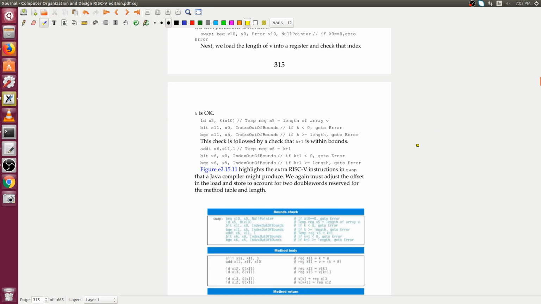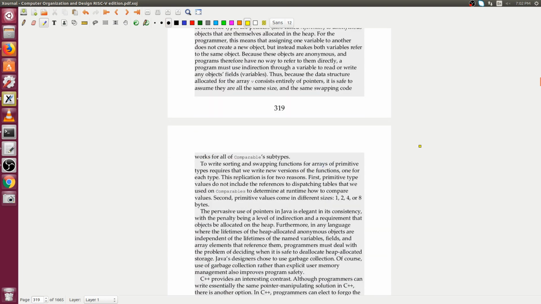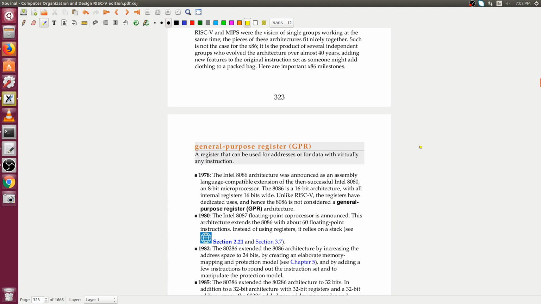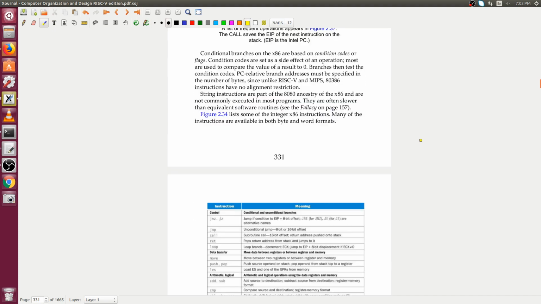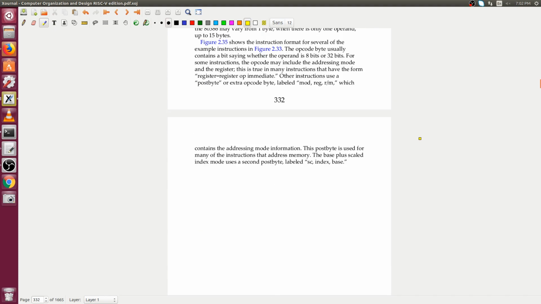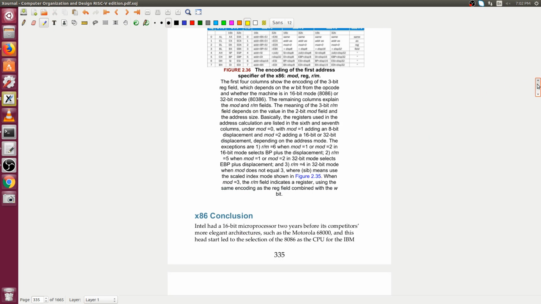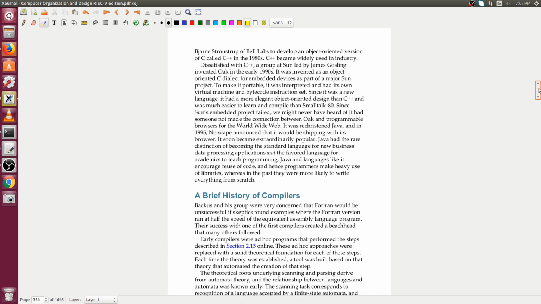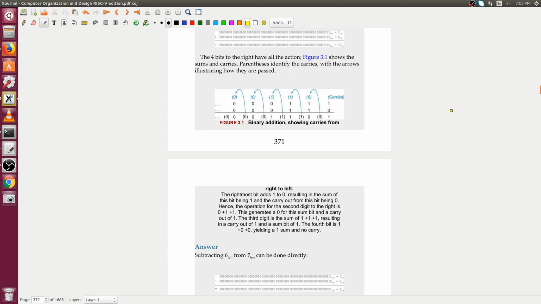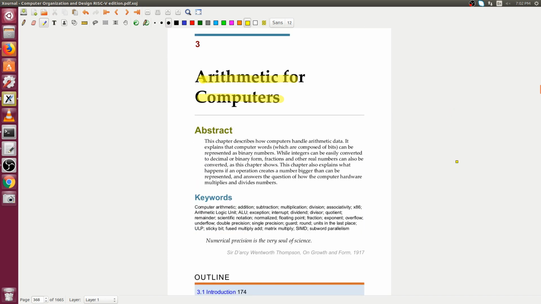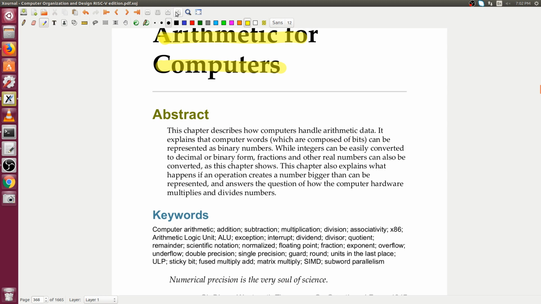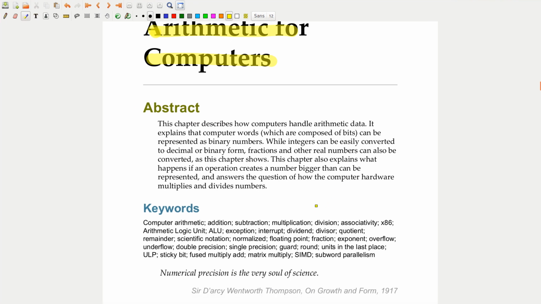We talked about the instruction set last time, but today is a focus on computer arithmetic. See, I like computer arithmetic. I took an entire course on computer arithmetic during my undergraduate degree. We had a lot of fun. Here we go. Arithmetic for computers. Let's get started, guys.